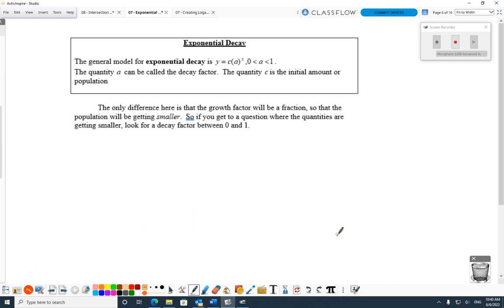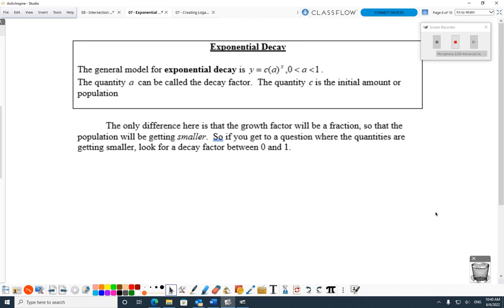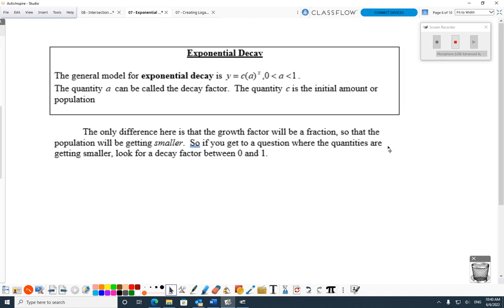So here's the review of that. I just slid that in there and showed exponential decay. The general model for exponential decay is y equals c(a) to the x. It's the exact same thing, except the a value's now got to be some kind of decimal or fraction to make things smaller. So when you're doing exponential decay, that number is going to be smaller than 1, sometimes called the decay factor.